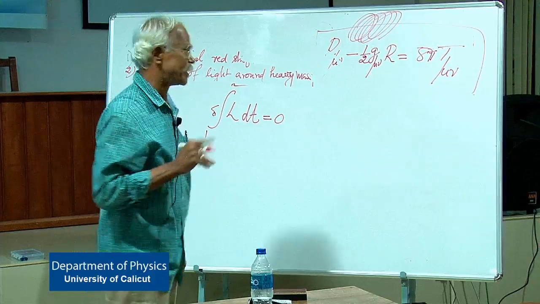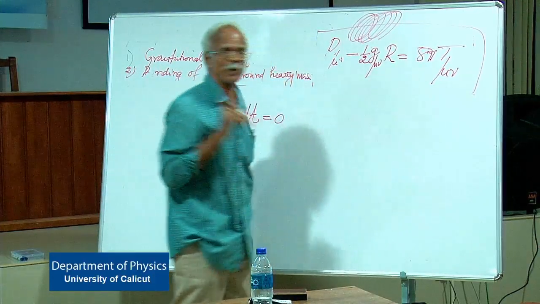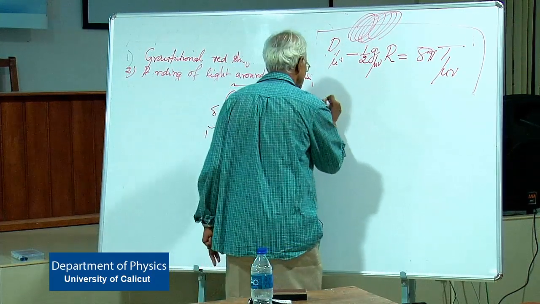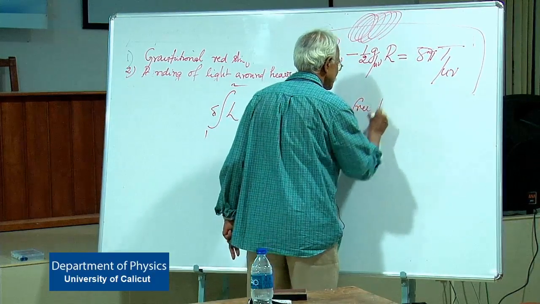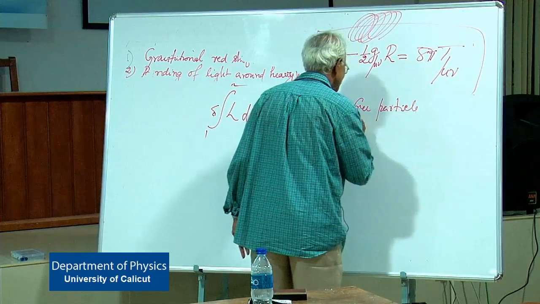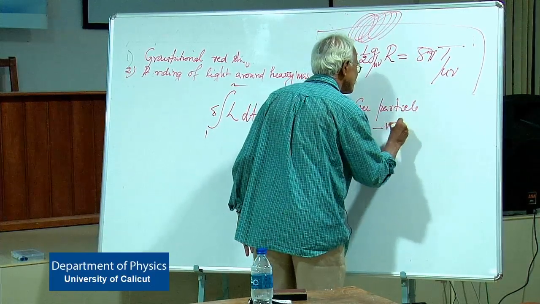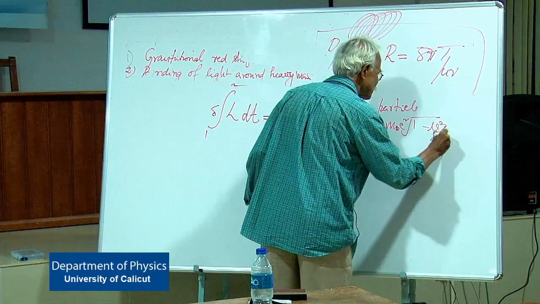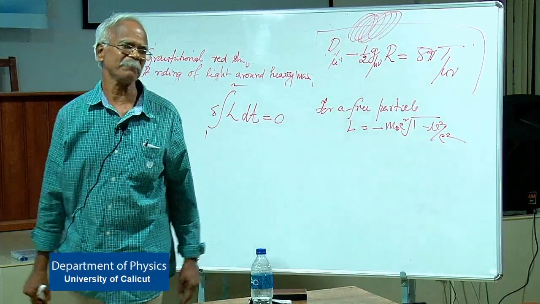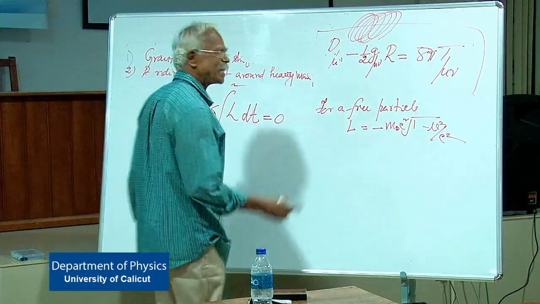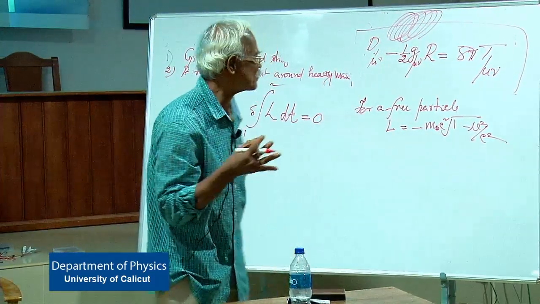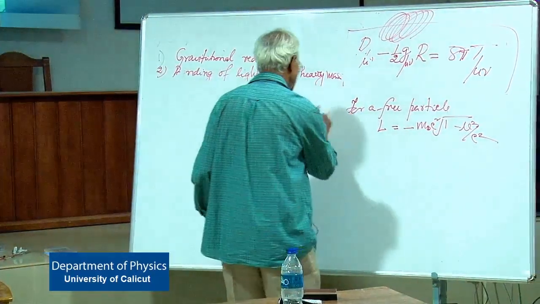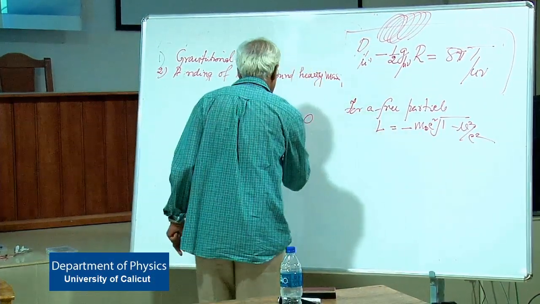Then it so happens that for a free particle in relativistic mechanics, one can easily show that this Lagrangian happens to be minus m0 c squared times the square root of 1 minus v squared by c squared. This is the Lagrangian. Those who are interested can work it out leisurely at home, because of the shortage of time.